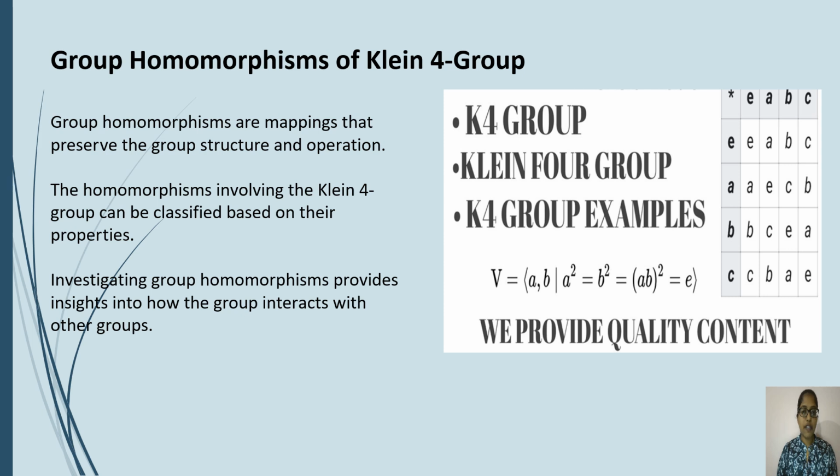Group homomorphism of the Klein-4 group. Group homomorphisms are mappings that preserve the group structure and operations. The homomorphisms involving the Klein-4 group can be classified based on their properties. Investigating group homomorphisms provides insights into how the group interacts with other groups.